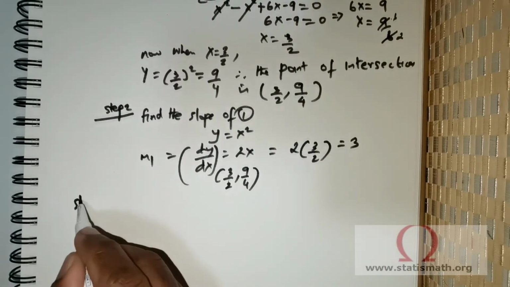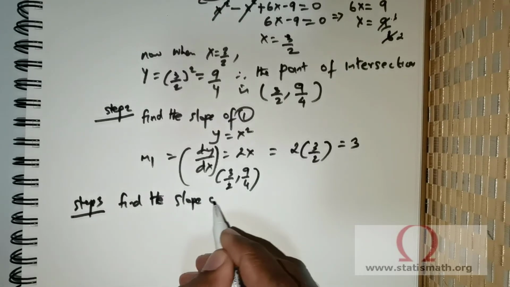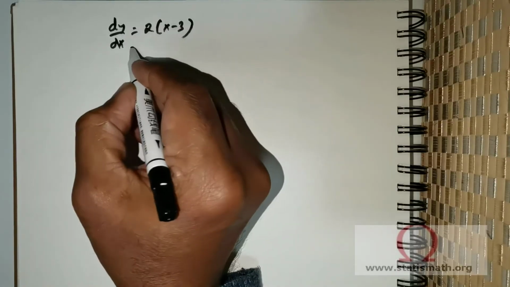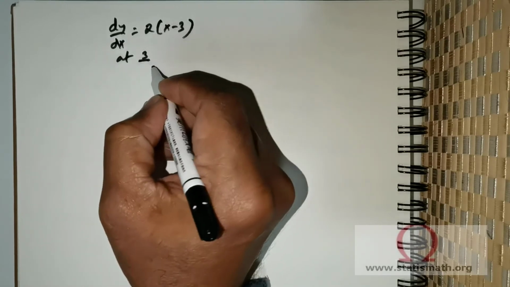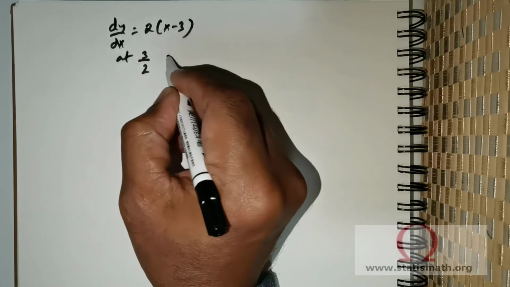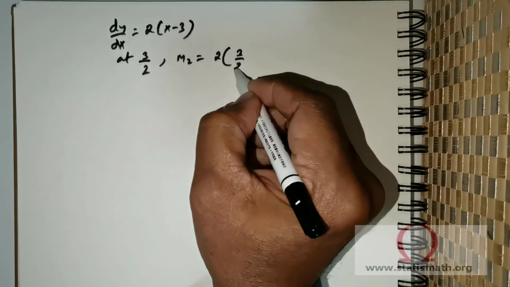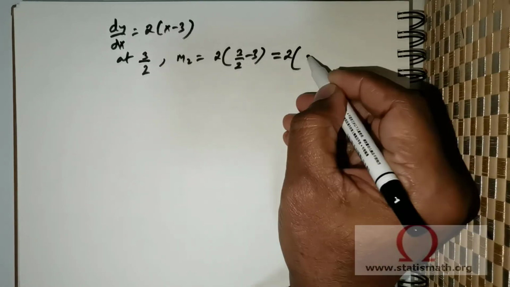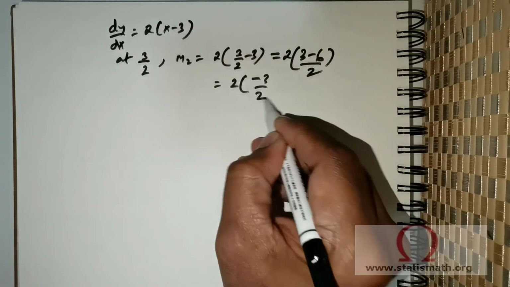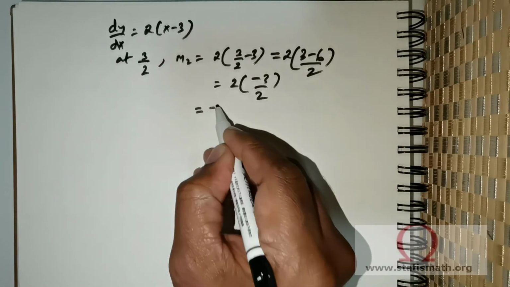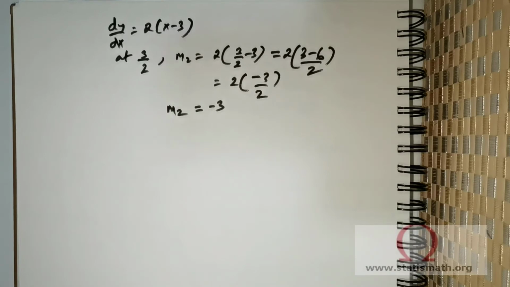Now step number 3, find the slope of 2, that is (x − 3) squared. Now at the point x equal to 3 over 2, we need to find the slope. So at 3 over 2, my m2 is going to be 2 times (3 over 2 − 3), which is 2 times (3 − 6) divided by 2, which is 2 times (−3) divided by 2, which is going to be −3. So this is my m2. So I have got my m1, I have got my m2.